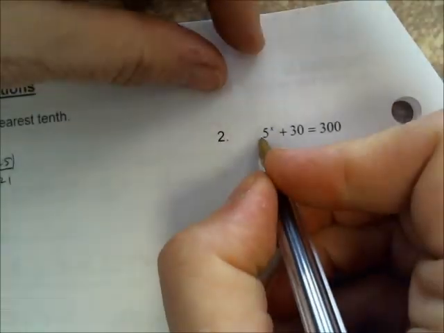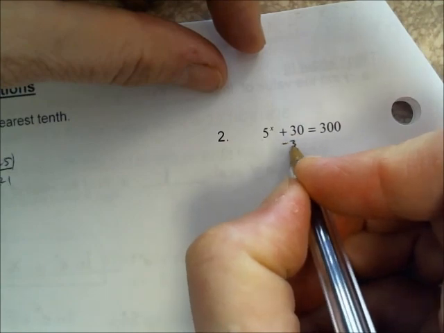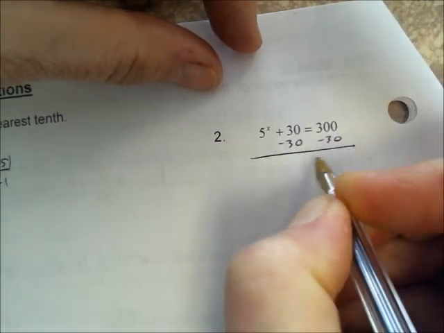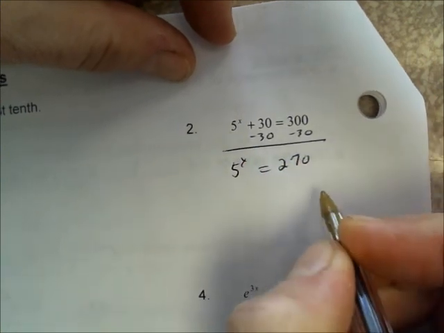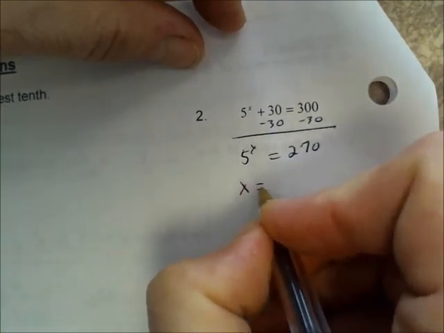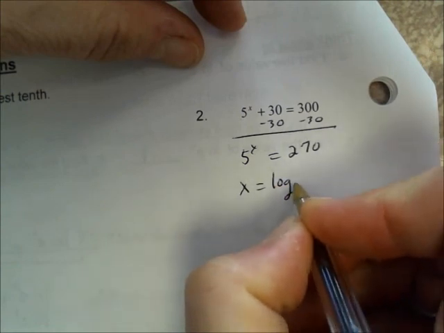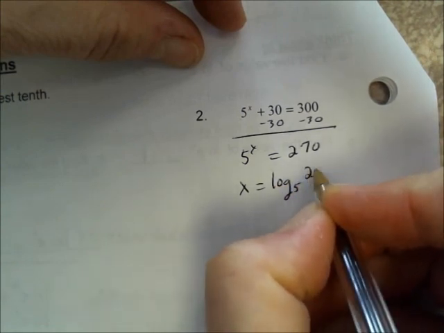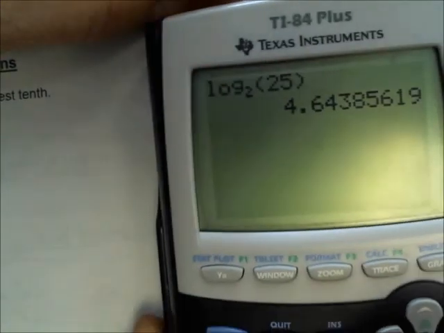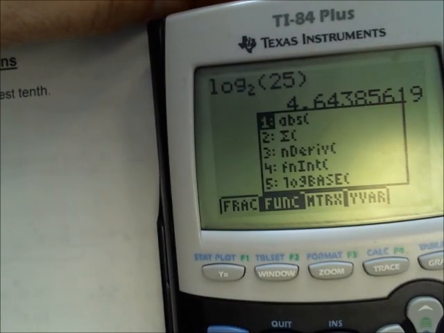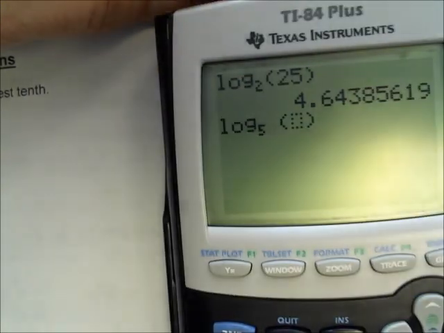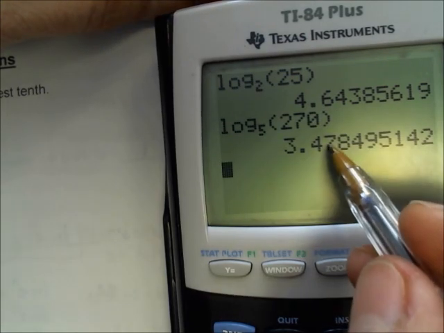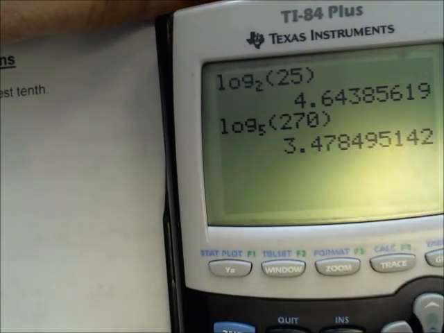Number 2, we want to isolate the base with its exponent, so we're going to subtract 30 from each side. We get 5 to the x power is equal to 270. And just like before, x is the exponent on base 5 that's going to give us 270. So we pull out our calculator, Alpha Window, option 5, and the base is 5 and the argument is 270. To the nearest tenth, the 7 rounds the 4 up, so this would be 3.5.